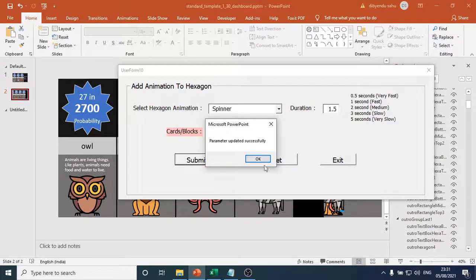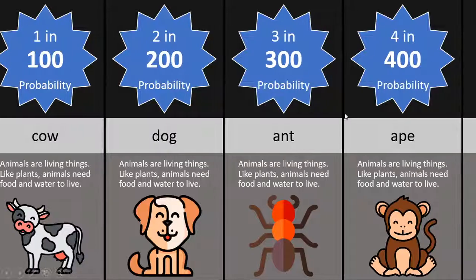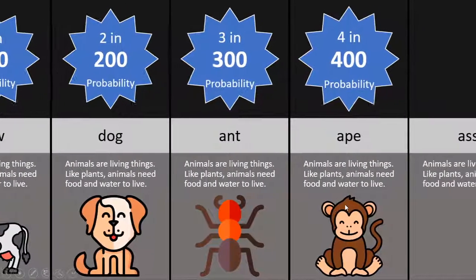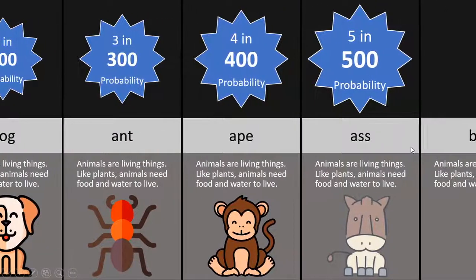Wait for the message. Every time you hit the submit button, you see a message box. This is the task completed message box, parameter updated successfully, okay, then exit, yes, and see the magic. See the animations. Earlier it was Groton and now it's converted to spinner.